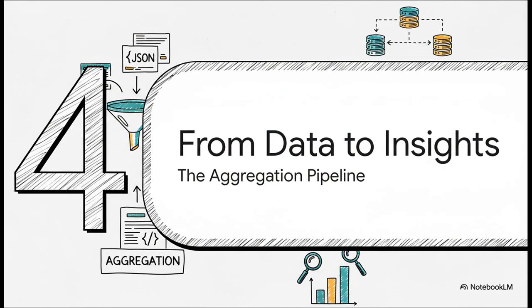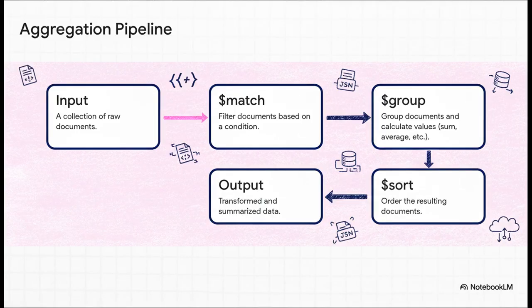But sometimes just finding one piece of data isn't enough, right? What if you need to do some real analysis? Calculate totals, find averages. That's where things get really interesting with the aggregation pipeline. Okay, the aggregation pipeline. This is seriously one of MongoDB's killer features. The best way to think about it is like a data assembly line in a factory.